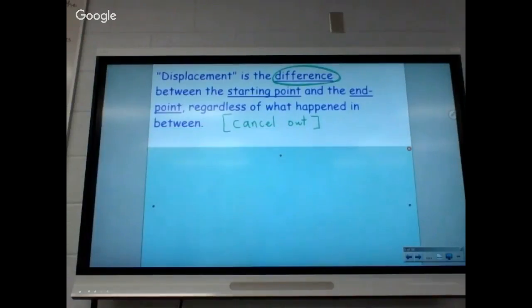So with displacement, we're going to have some pieces that cancel each other out.